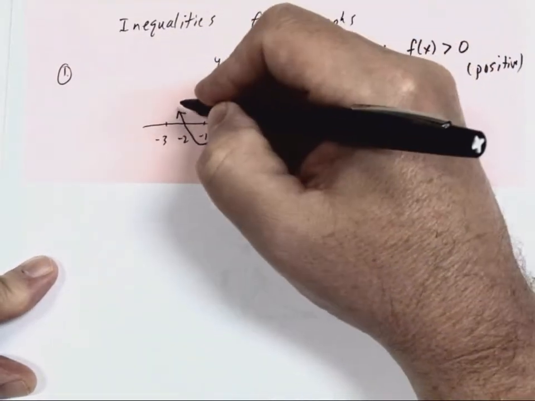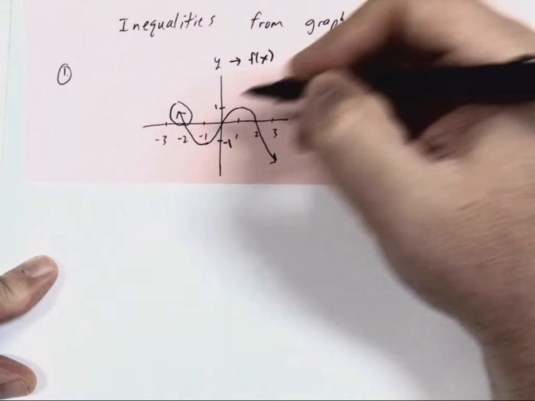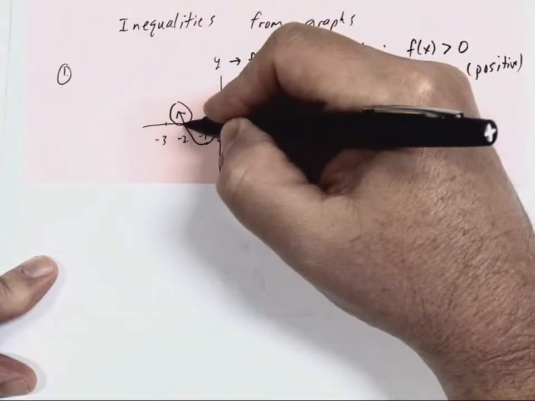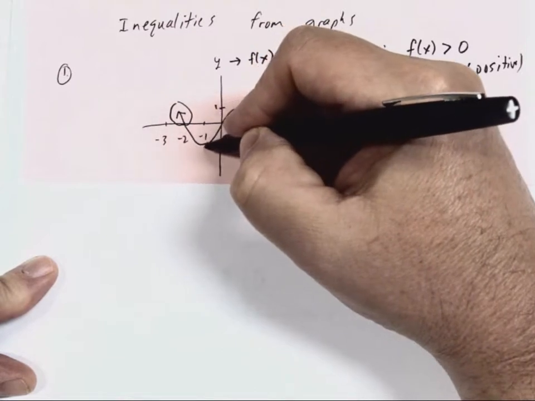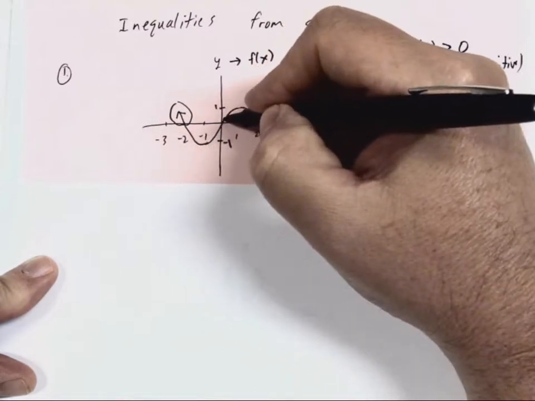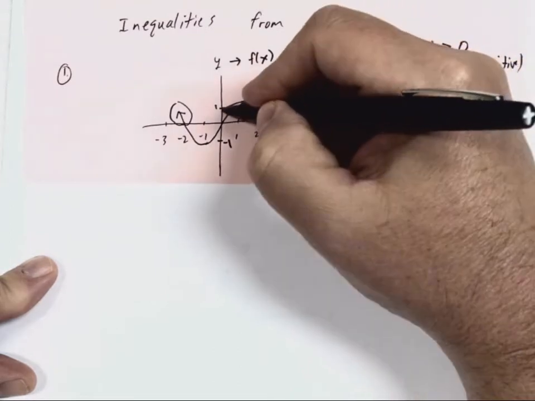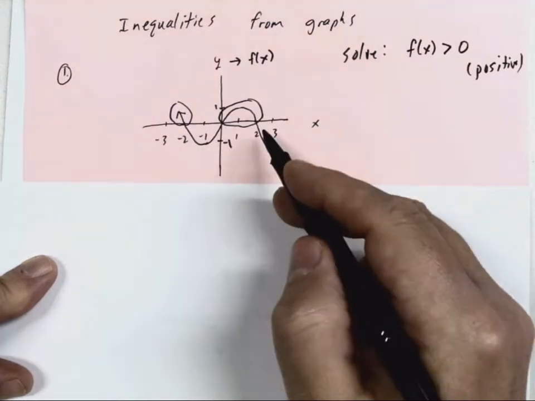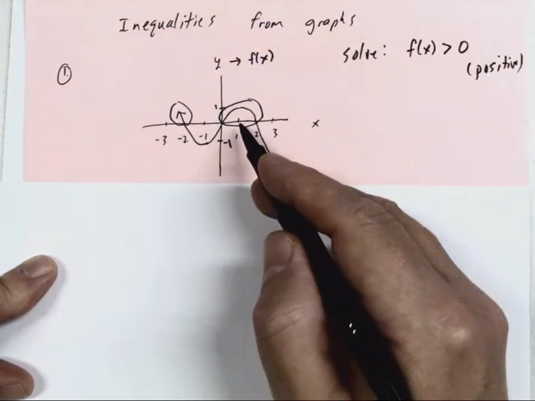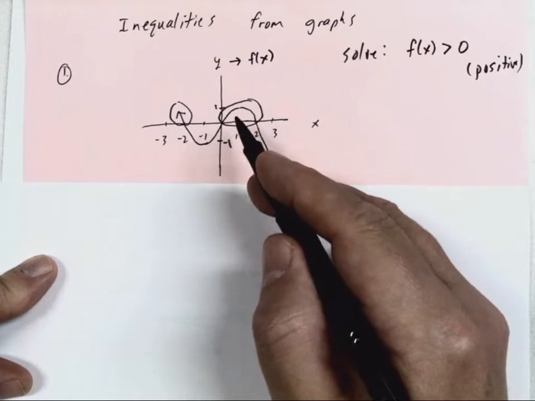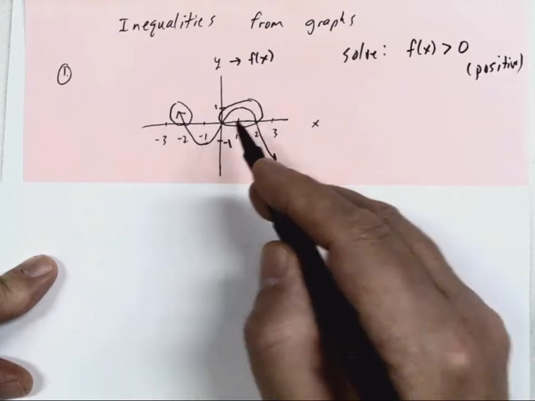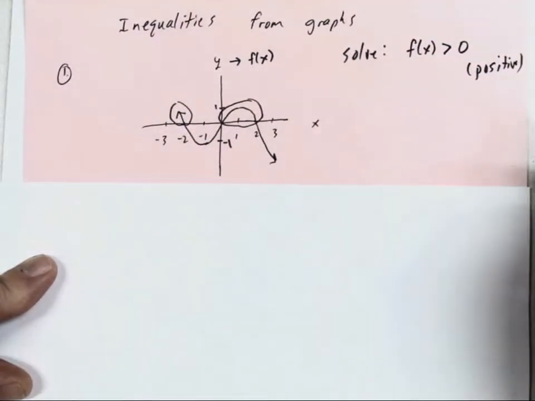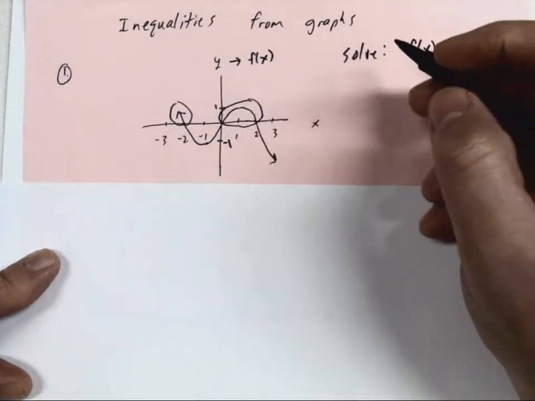Well, it looks like there's 2. Here, the function's positive, and then the function goes negative and stays negative until you get to here again, and then it goes positive. So it looks like there are two regions of this graph where the function is positive. So the solution is, what are the values of x where the function is positive? I've got two regions here, so I'm going to union them together.